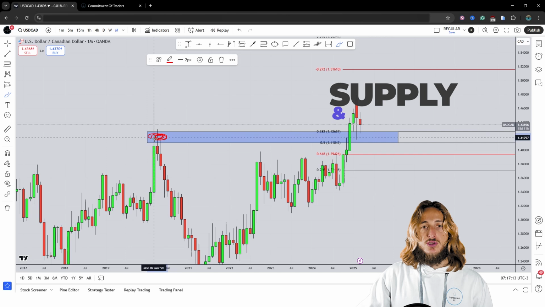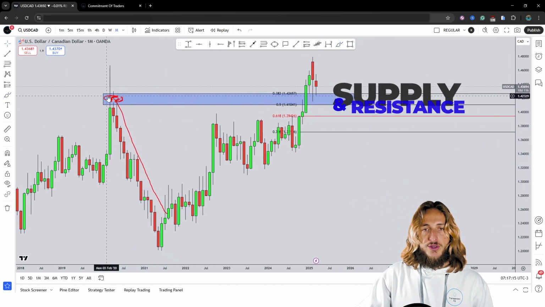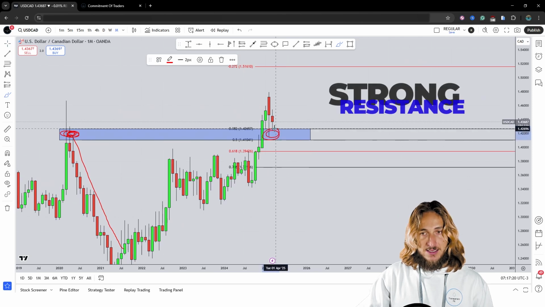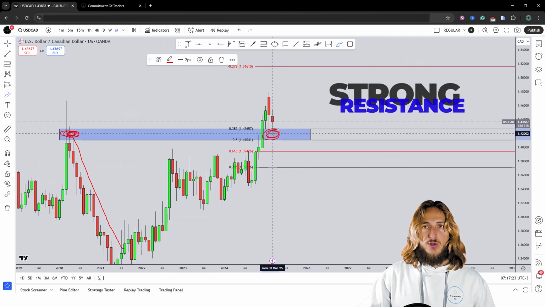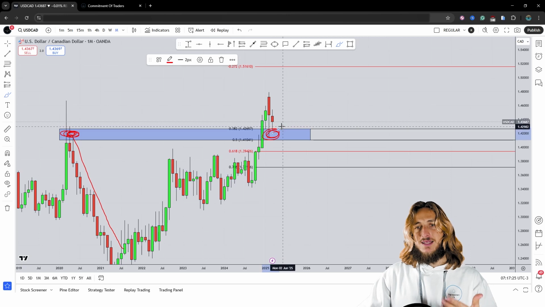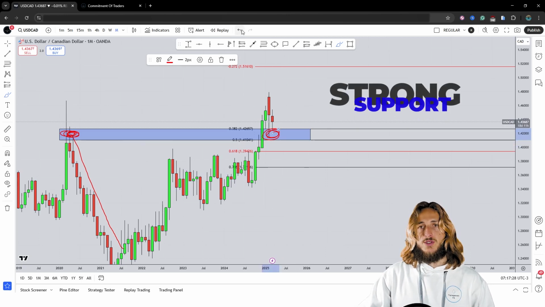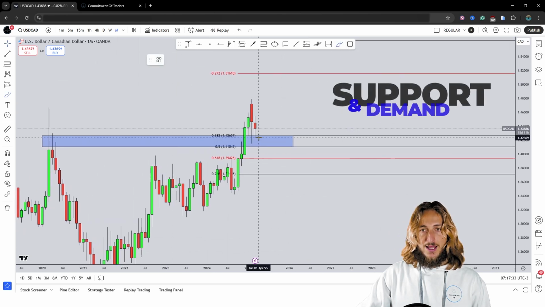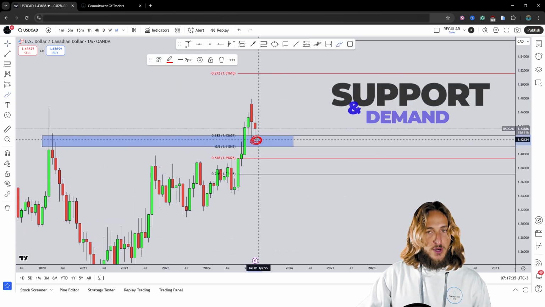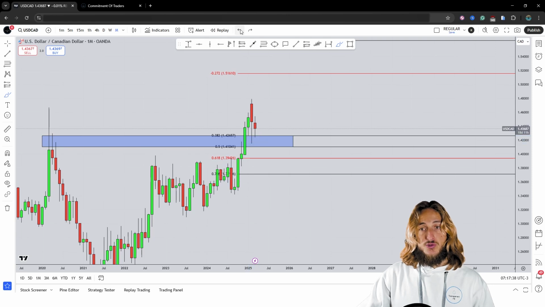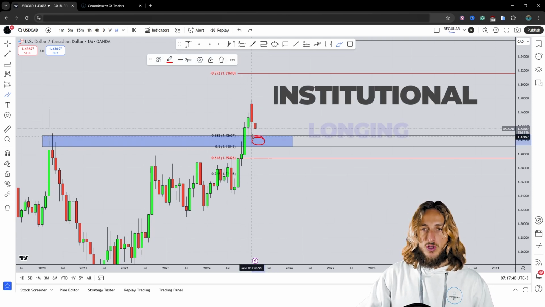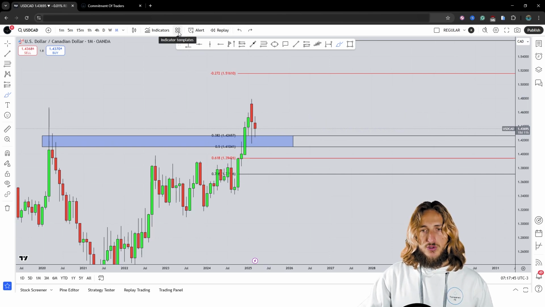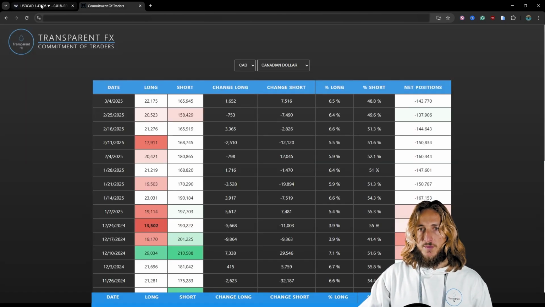From here, this is the previous supply and resistance zone from which all this rejection to the downside started. And since at the moment the market is testing the exact same level, and there is the 0.32 and 0.5 retracements, this means that actually we have confluence of support at this zone, which means that there are multiple layers of support lining up in the same area of price. And when there's a situation like this, there's usually an increased probability of seeing institutional longing, which could potentially push the price higher. And we will be speaking about institutional positioning in just a few moments when we move to the commitment of traders analysis.